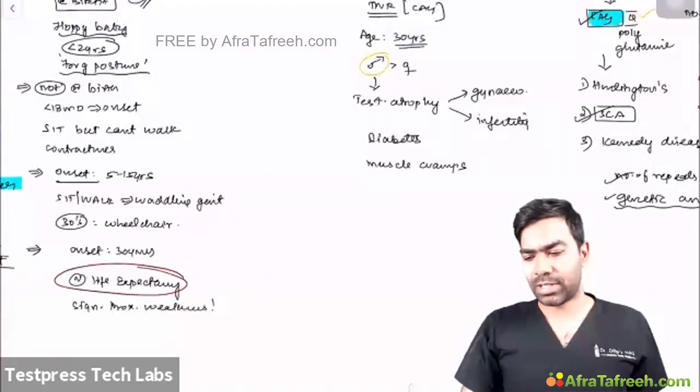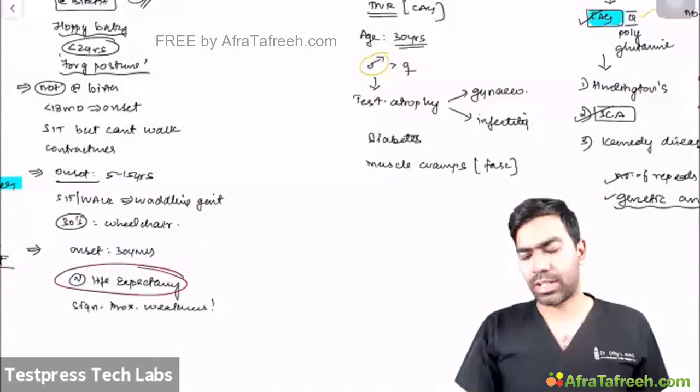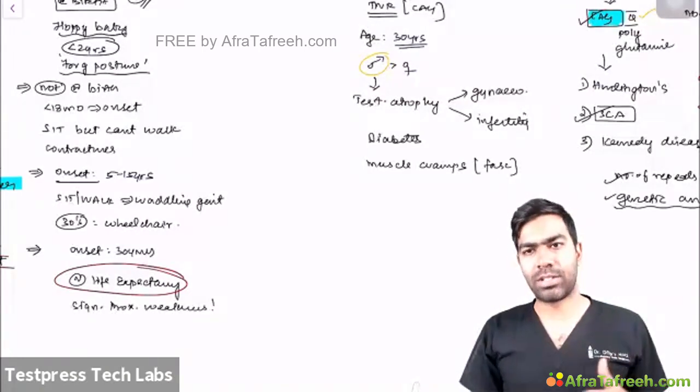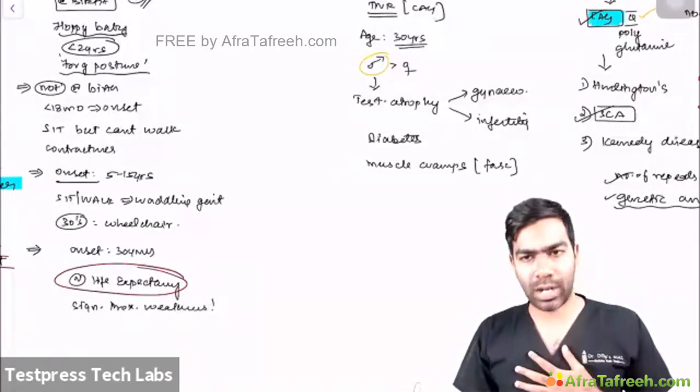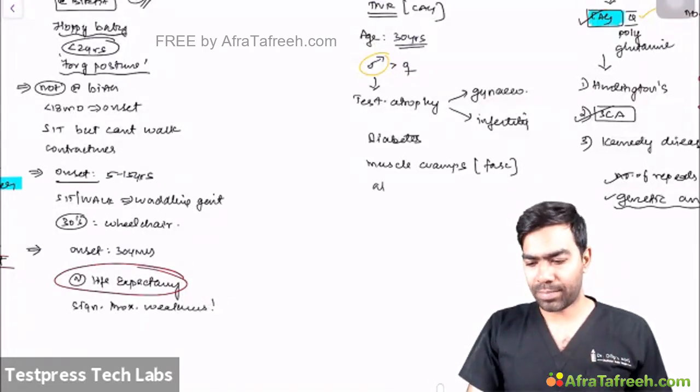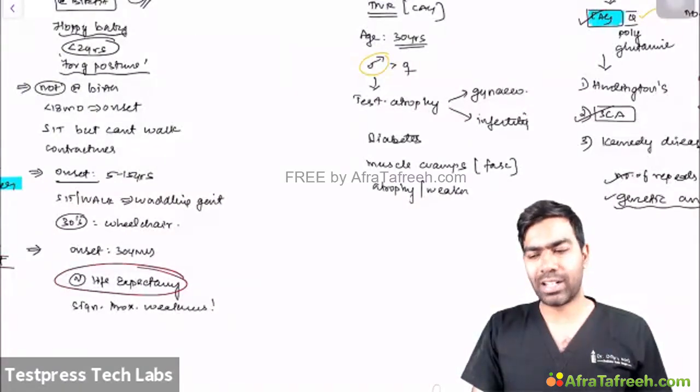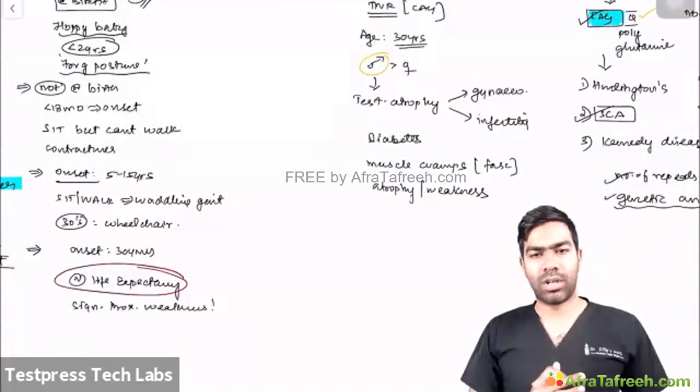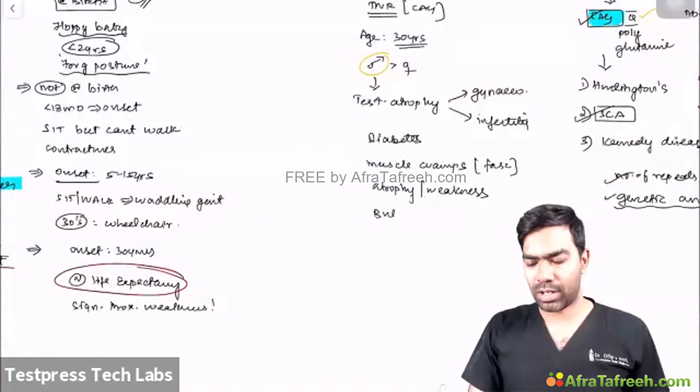Most of the time these muscle cramps are nothing but fasciculations, as I told you, because this is an anterior horn cell damage. We have studied this, and this is a pure motor disease. And at the same time, they'll be having atrophy, weakness, of course, and they'll be having bulbar involvement. Bulbar involvement means most often, prominently, they'll be having dysphagia.